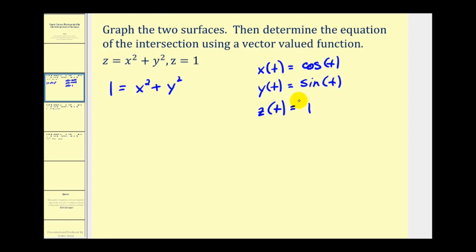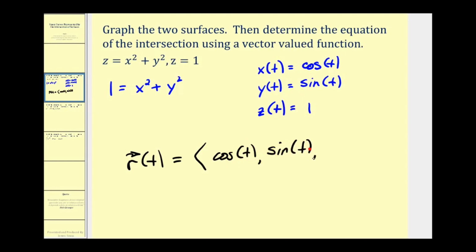So the intersection of these two surfaces expressed as a vector valued function, in component form, the x component would be cosine t, the y component would be sine t, and the z component would be 1. Of course, we could also express these as a sum of the unit vectors i, j, and k, but I'm going to go ahead and leave it in component form.